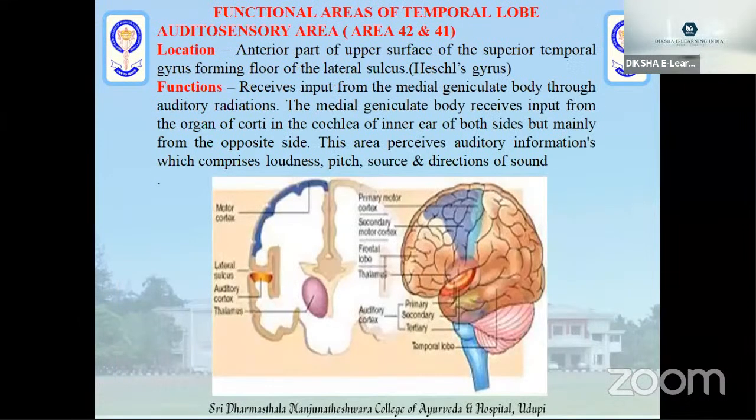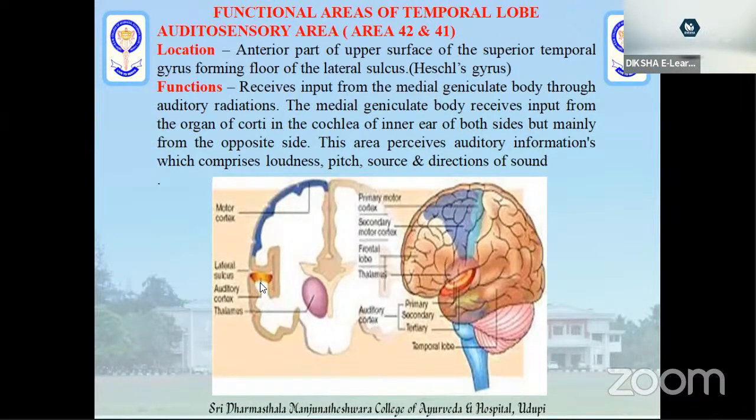Next, functional areas of the temporal lobe of the cerebrum. In the temporal lobe of the cerebrum, there is an auditosensory area. The temporal lobe of the cerebrum is mainly related with the ear, the shrotrendriya. Auditosensory area, areas number 42 and 41. Where is it located? It is located in the anterior part of the upper surface of the superior temporal gyrus. You can see in the diagram here, in the upper part of the superior temporal gyrus.